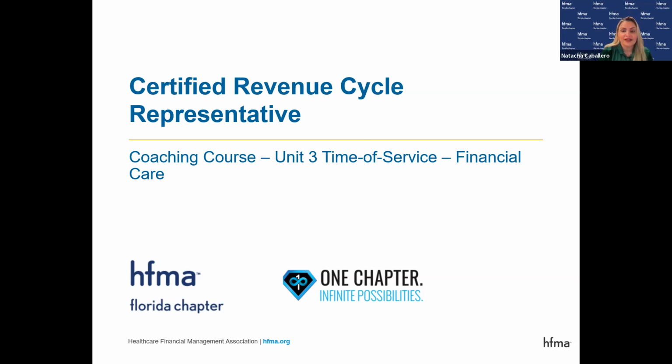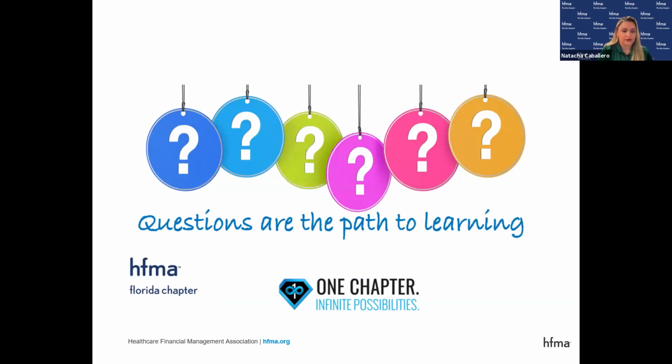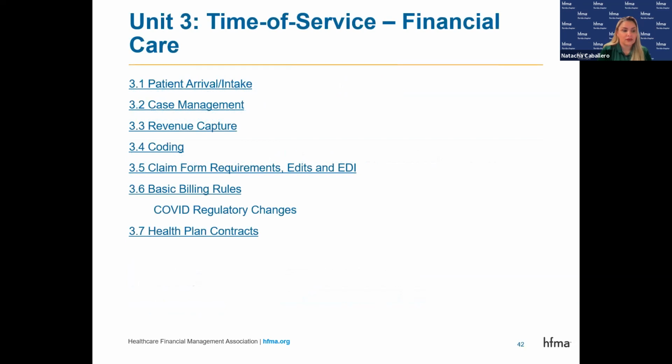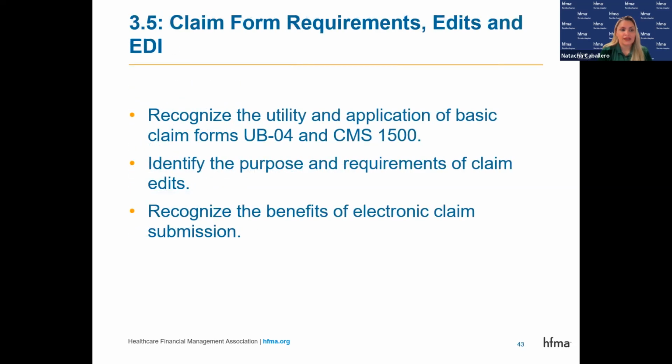And today we're going to be covering Unit 3 specifically. We're going to be doing sections 3.5, 3.6, and 3.7. And so section 3.5 talks about claim form requirements, edits, and EDI. In this section, we will discuss the requirements for basic claim forms, edits to the claim forms, and the benefits of electronic claim submission.